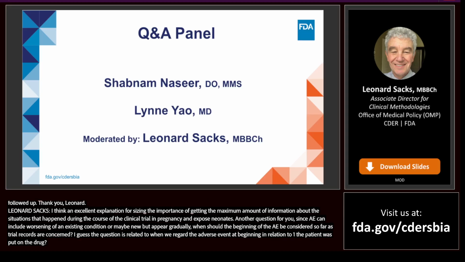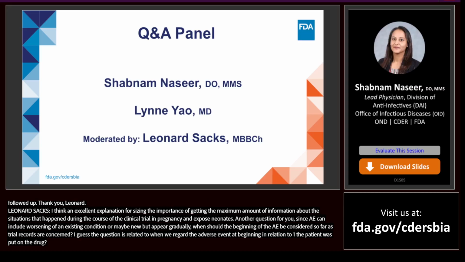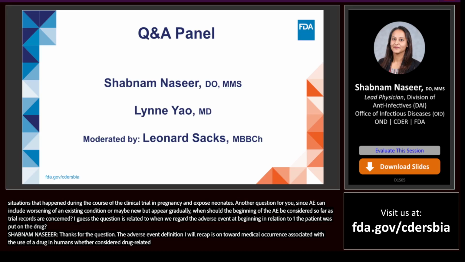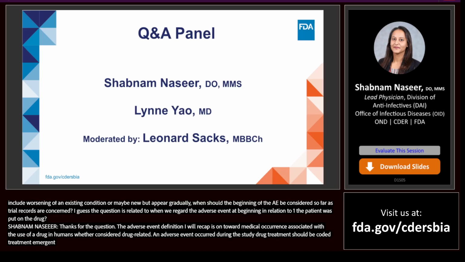Okay, thanks, Leonard, for the question. So the adverse event definition, just recap that it's any untoward medical occurrence associated with the use of a drug in humans, whether or not considered drug-related. And adverse events that occur during the study drug treatment should be coded as treatment emergent to differentiate from events that may have occurred prior to study drug treatment. I think that's an important concept.